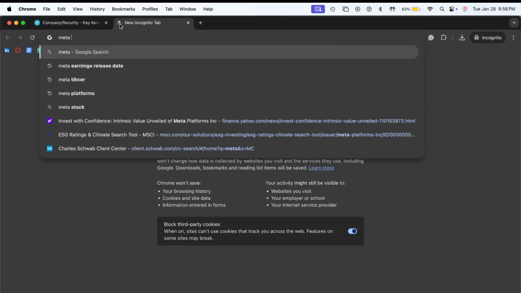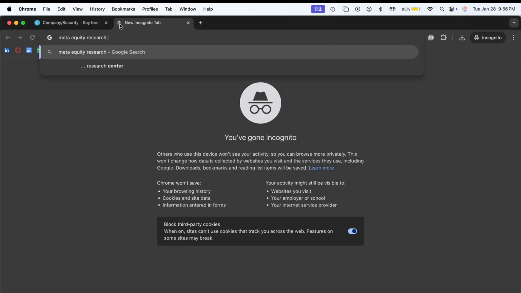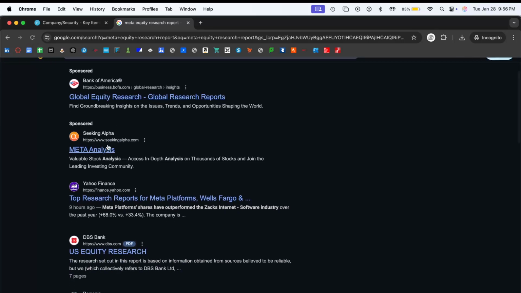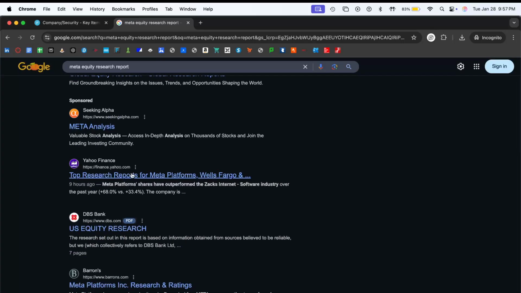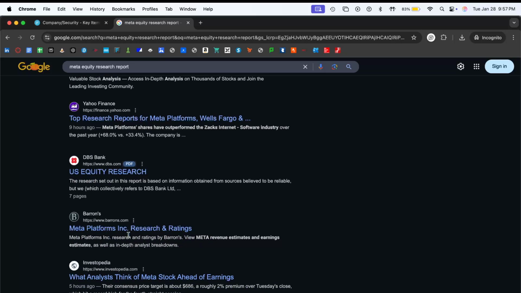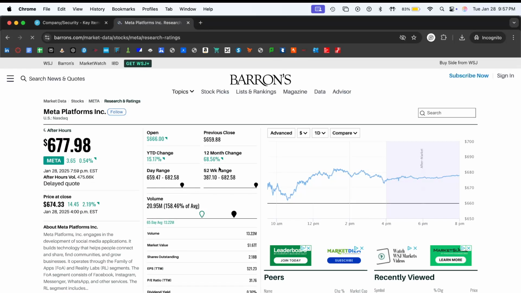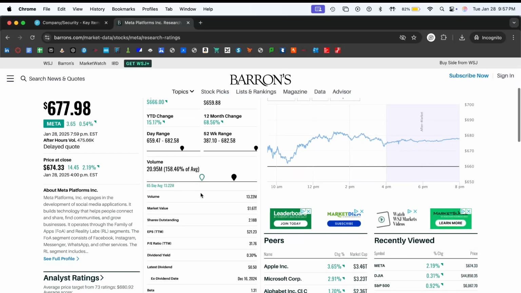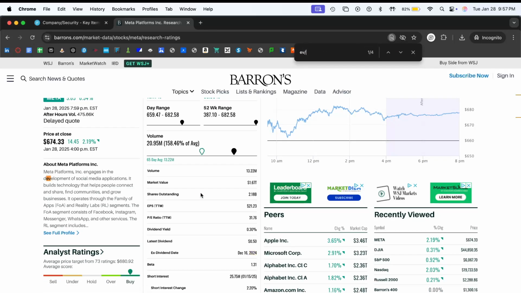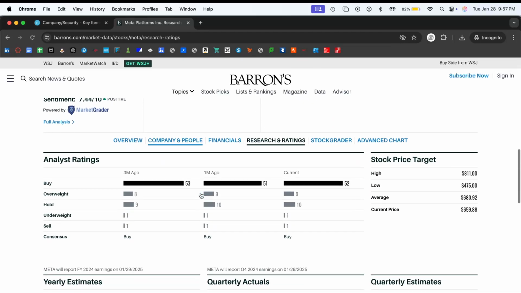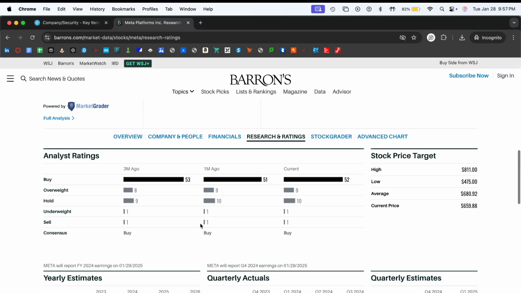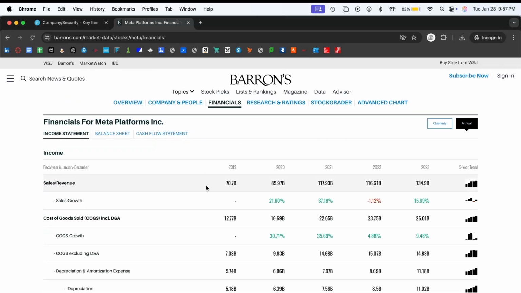Now you can also look at a Meta equity research report and find something here. So Barron's, for example, has a price target, I bet, at a range. And you can probably look for multiples, if they have any multiples. I don't think they do. But basically you can go through reports and see financials maybe. No, this is historical. Okay.